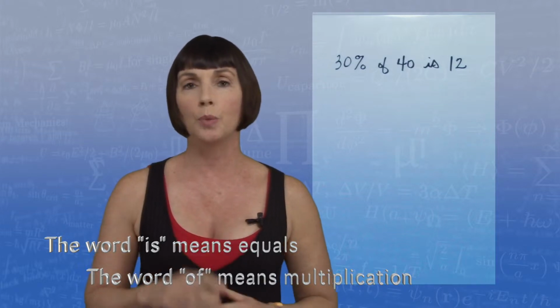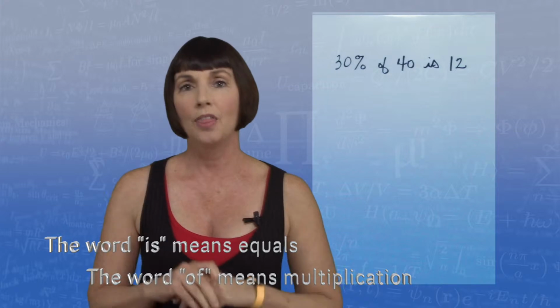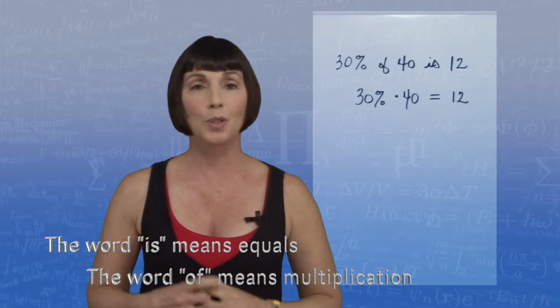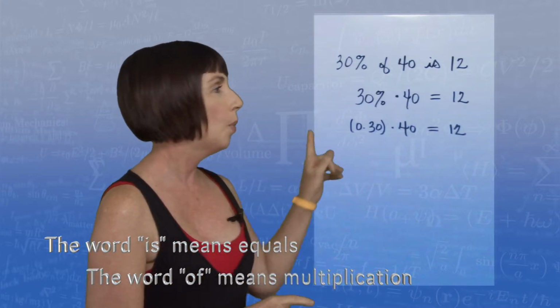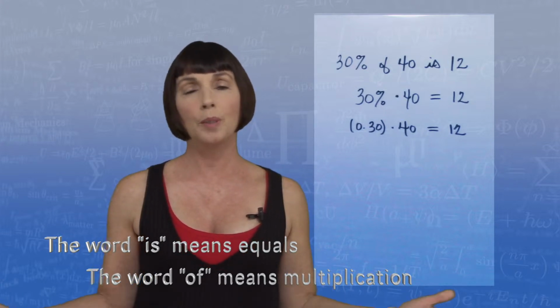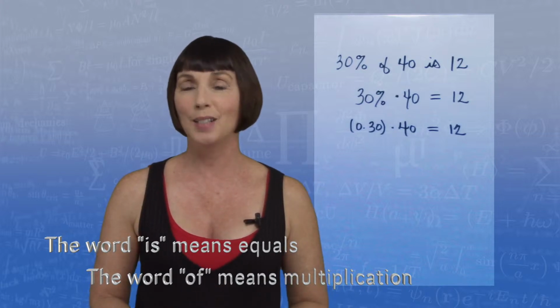So I'm going to rewrite this. 30% of 40 is 12. That becomes 30% times 40 equals 12. I'm going to rewrite 30% as a decimal, so I get 0.30 times 40 equals 12. And if you don't believe me, just try it on a calculator. 0.3 times 40 is, in fact, 12.